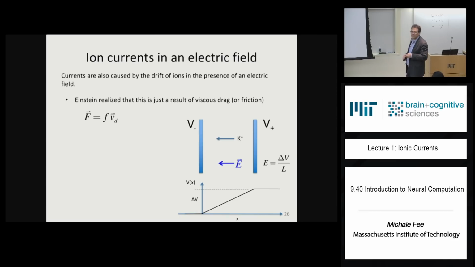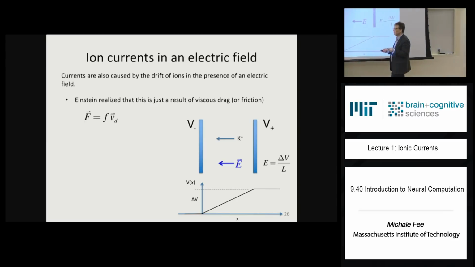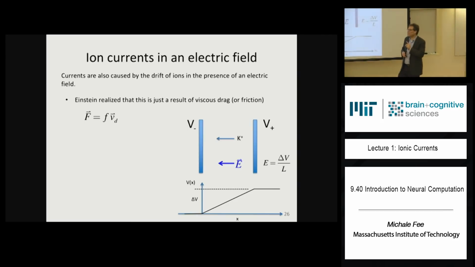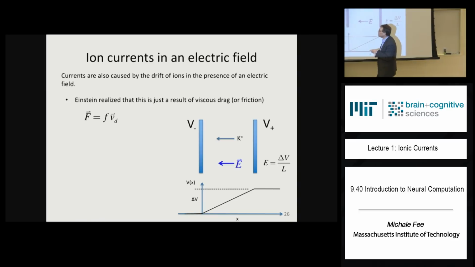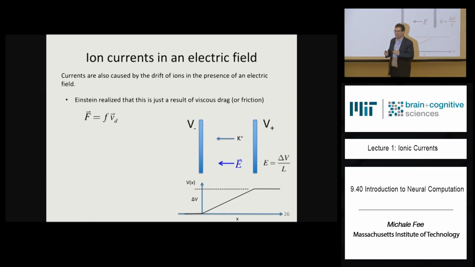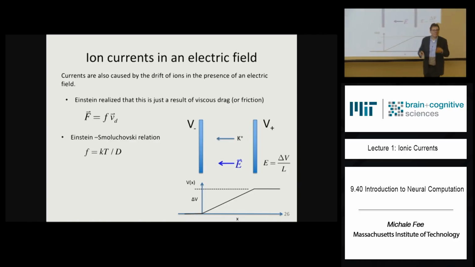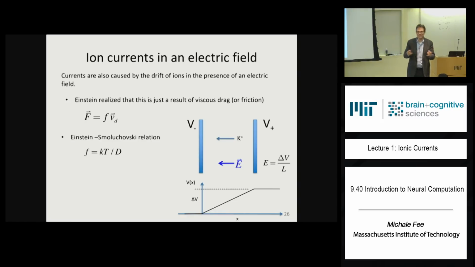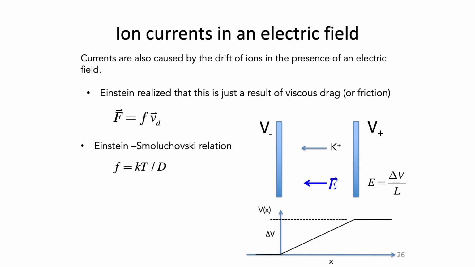What is that little f there? Anybody know what that is? It's the coefficient of friction of that particle. And Einstein cleverly noticed that the coefficient of friction of a particle being dragged through a liquid is related to what? Any guess? The diffusion coefficient of that particle. Is that cool? That just kind of gives me chills. The frictional coefficient is just kT over the diffusion constant.